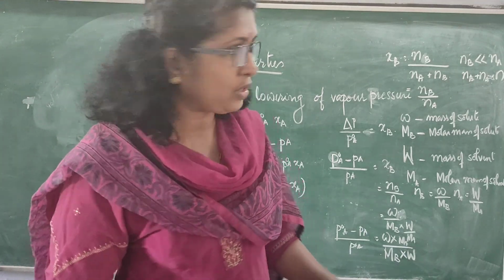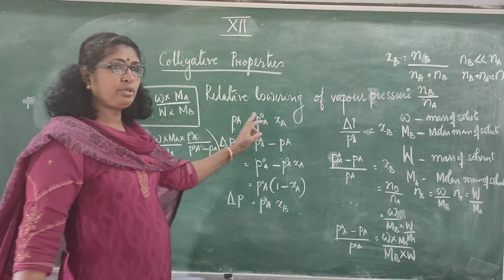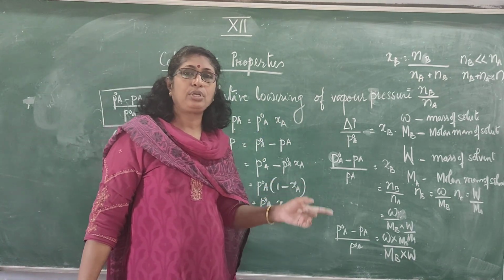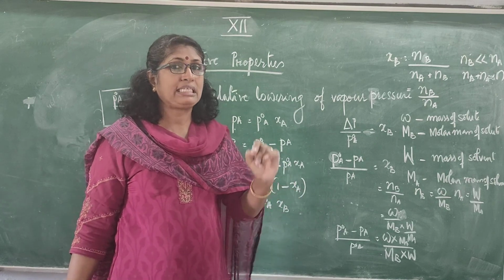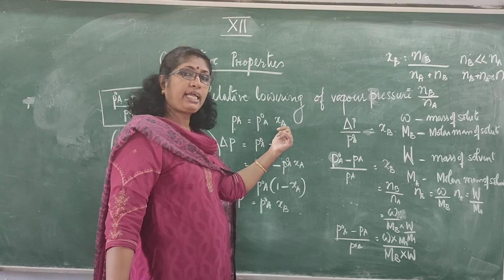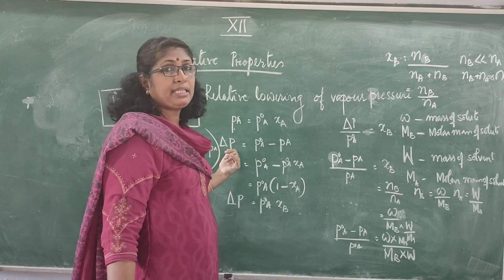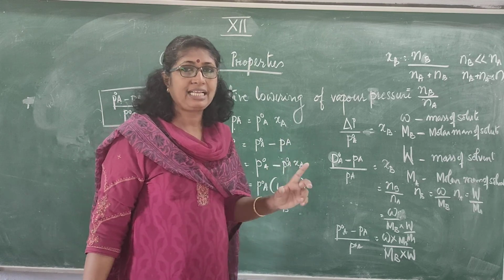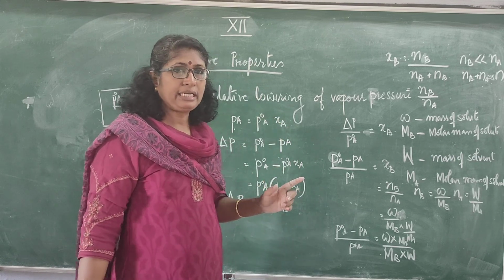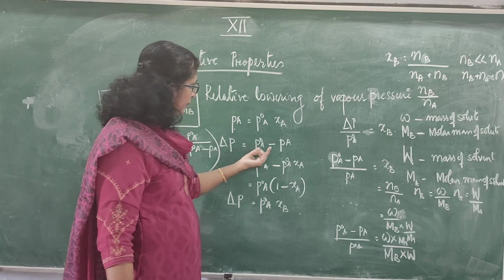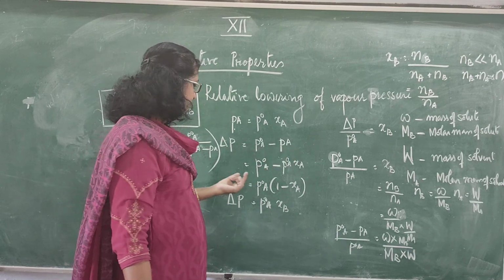So, according to Raoult's law, PA is equal to P naught A into XA. We are taking a non-volatile solute B dissolved in a volatile solvent A. So, PA is equal to P naught A into XA. Delta P is the lowering of vapor pressure. Whenever a non-volatile solute is added to a volatile solvent, the vapor pressure will decrease. The lowering of vapor pressure, delta P, is equal to P naught A minus PA.